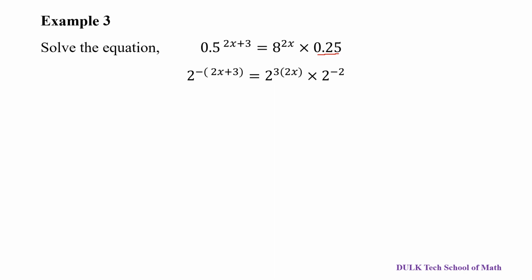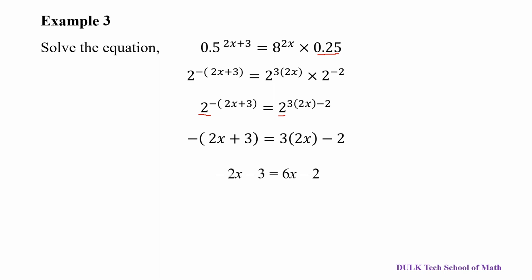We have 2 to the power 3 factor of 2x times 2 to the power minus 2. Now let's simplify the right hand side using the laws of indices. We are multiplying two indices of the same base, so we can add the powers like this, right? Then after that, we now have a single term on the left hand side, a single term on the right hand side, so we can now safely equate the powers like this.